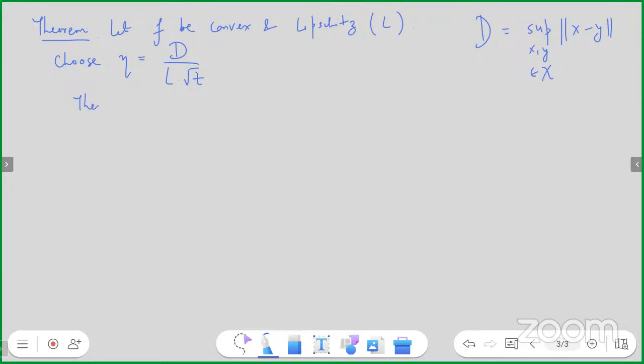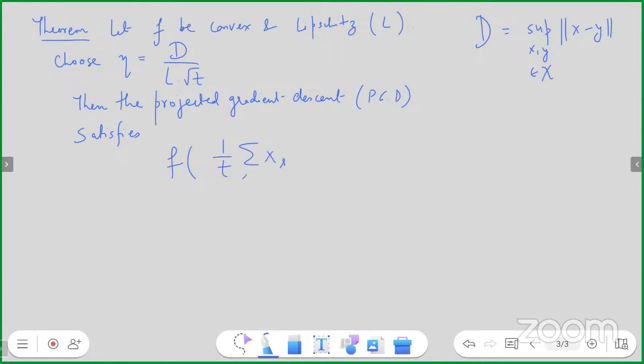Then the projected gradient descent, so algorithm 2 is called projected gradient descent, PGD, satisfies: f of the average of all the points seen until time t minus f of x star, where x star by definition belongs to the constraint set, is less than or equal to d times L by square root t.